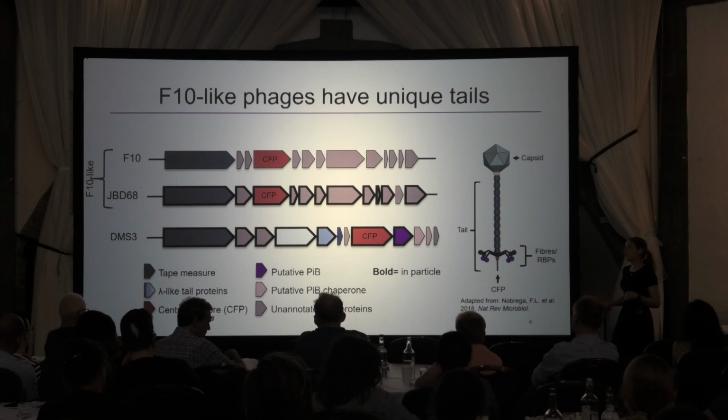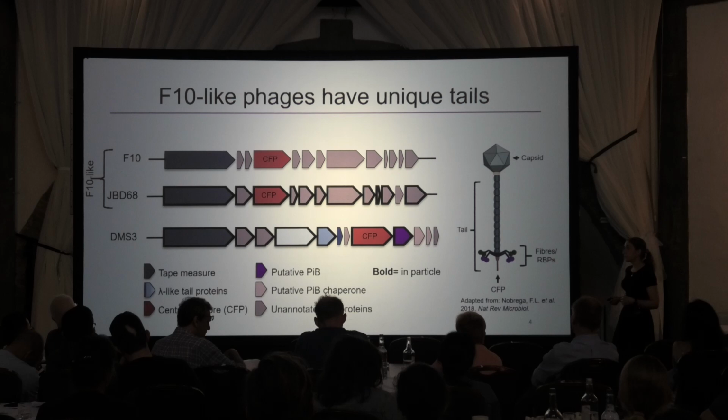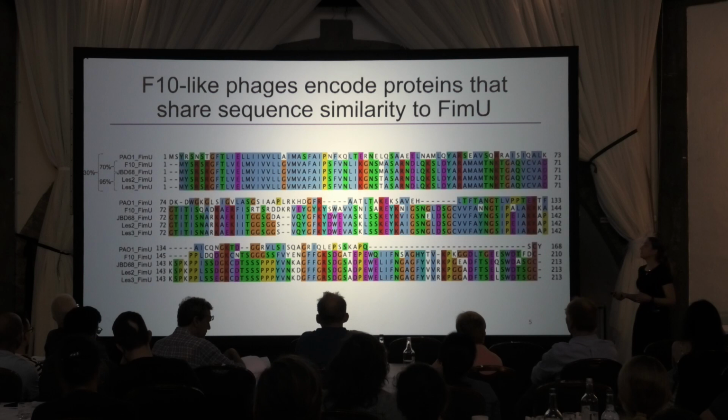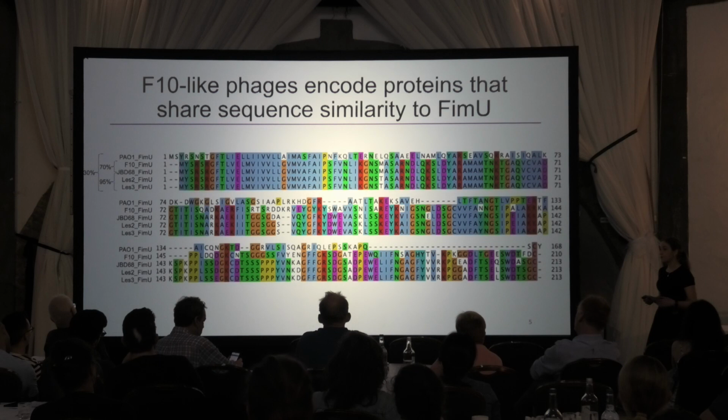So we really want to try and hammer out how these different phages are interacting with the type 4 pilus. To do this, we took a good look at their genomes. What we were actually really interested to find is that these F10-like phages encode a protein that shares sequence similarity to a type 4 pilus protein called FimU.